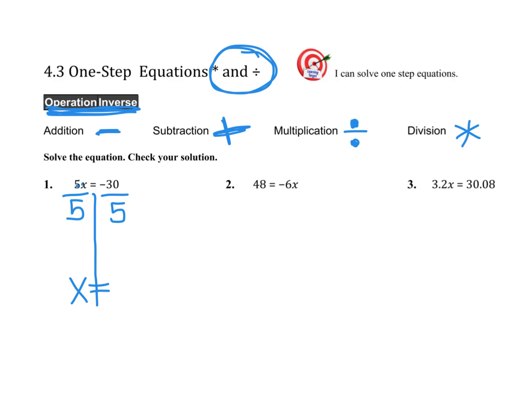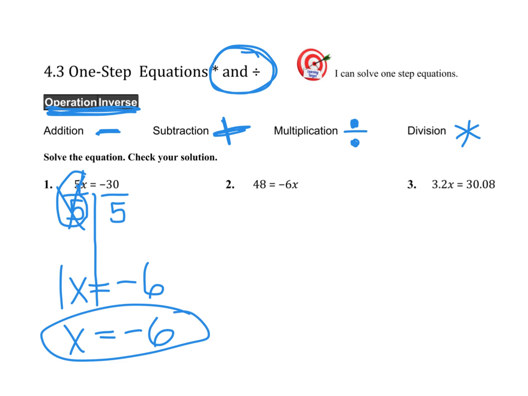Now over on the left-hand side, 5 divided by 5 equals 1. So we can cancel that out, and I could write 1x if I want to. We don't usually write that. We usually just put the x, but 1x and x mean the same thing. So the 5 was able to cancel out the 5 by dividing, and then negative 30 divided by 5 is negative 6. And that would be our answer, x is equal to negative 6.